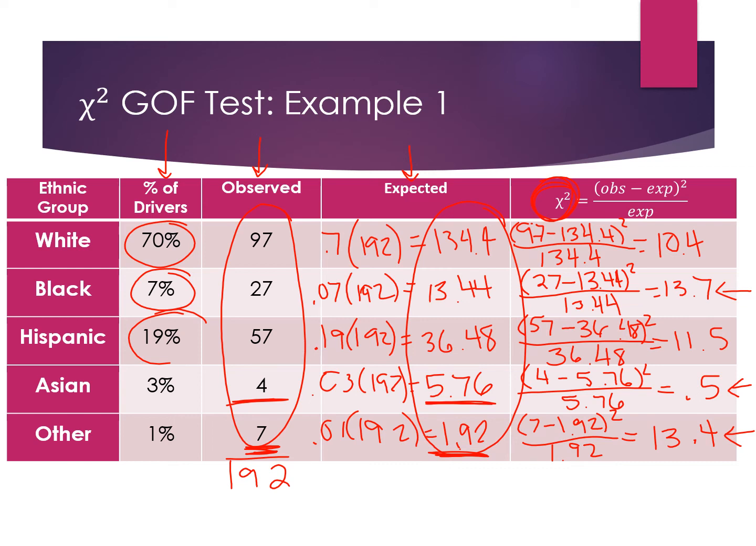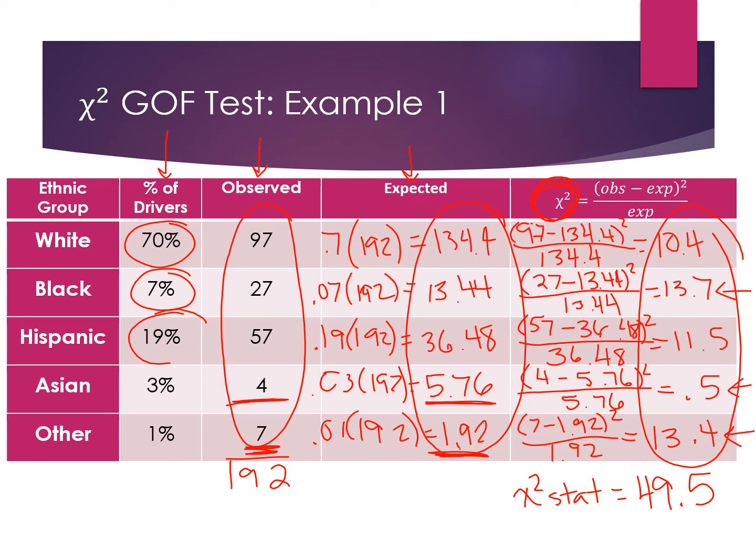So let's go ahead and do our calculations here. For my chi-squared statistic, the whole statistic, all I need to do is add these numbers up. So I'm adding together all of those individual chi-squared values to get the total. So 10.4 plus 13.7, 11.5, 0.5 plus 13.4. I'm getting a total chi-squared value of 49.5. Now, that's where I stand. That's based on my data.